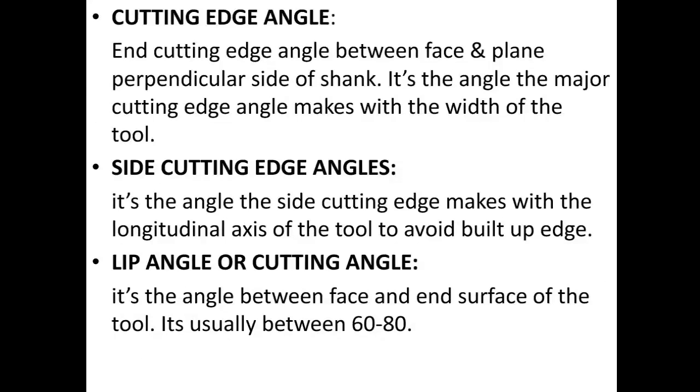Cutting edge angle. End cutting edge angle is the angle between the face and a plane perpendicular to the side of the shank. It's the angle the major cutting edge makes with the width of the tool. Side cutting edge angle. It's the angle the side cutting edge makes with the longitudinal axis of the tool to avoid built up edge.